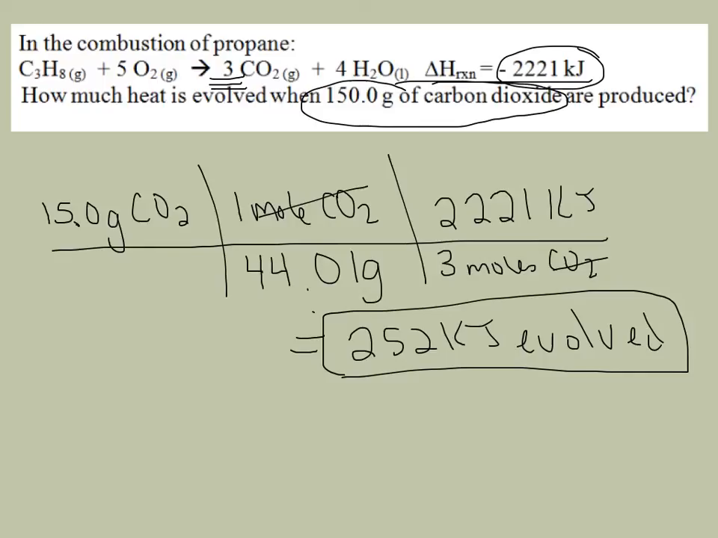And that's all there is to stoichiometry and thermochemistry together. Simply convert your grams to moles, then convert your moles to the heat using a direct relationship between your equation of what you got to the amount of heat produced.